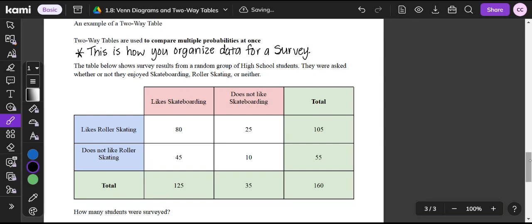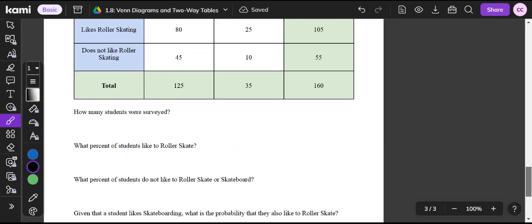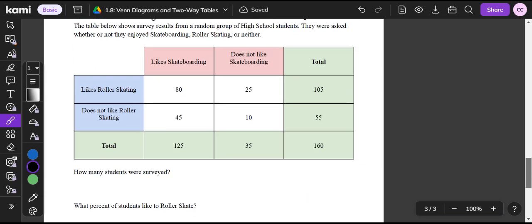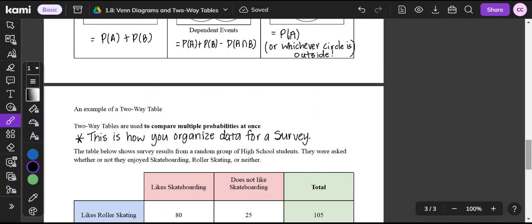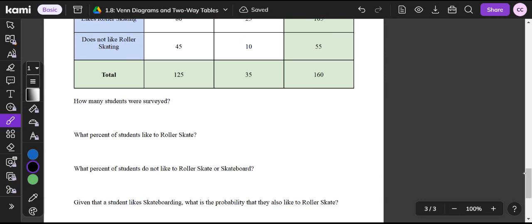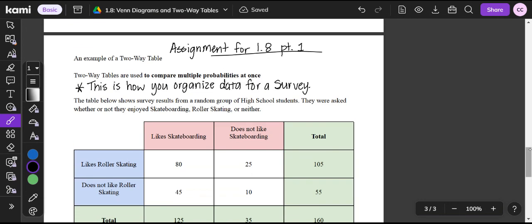Okay, and here's what I want you to do for this one. These are actually pretty straightforward. So what I want you to do is see if you guys can answer these questions below about this survey, and this will actually be part of the assignment for 1.8. So I will go ahead and label it assignment for 1.8, and this will be part one of the assignment. Okay, so what I want you guys to do is try this. Feel free to, of course, double check it with me and then go ahead and turn that in.